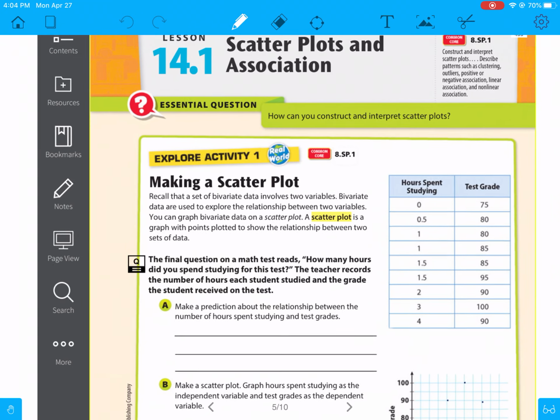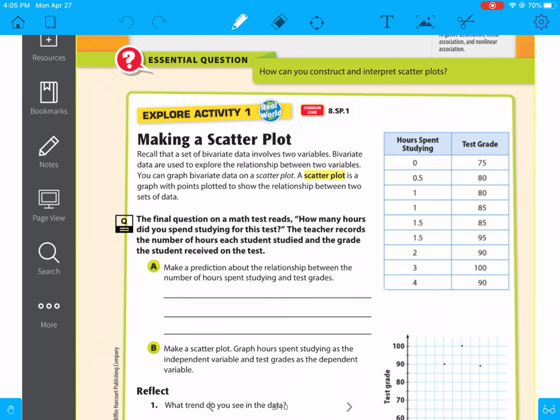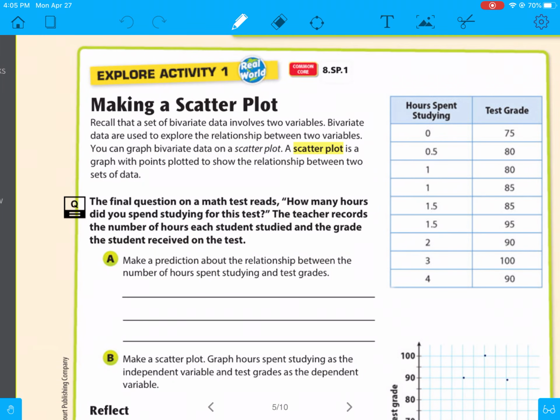All right, so scatter plots and associations. For Activity 1, it says, recall that a set of bivariate data, bi being 2, involves two variables. Bivariate data are used to explore the relationship between two variables. You can graph bivariate data on a scatter plot. A scatter plot is a graph with points plotted to show the relationship between two sets of data. You don't have to connect any dots, it's just plotting these points.